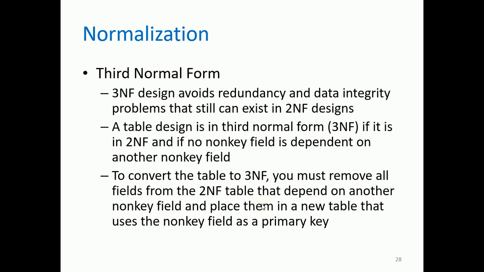Okay, we have another one, the third normal form, or 3NF. This design avoids redundancy and data integrity problems that still can exist in 2NF design. A table design is in third normal form, or 3NF, if it is in 2NF and if no non-key field is dependent on another non-key field. To convert the table to 3NF, you must remove all fields from the 2NF table that depend on another non-key field and place them in a new table that uses the non-key field as a primary key.